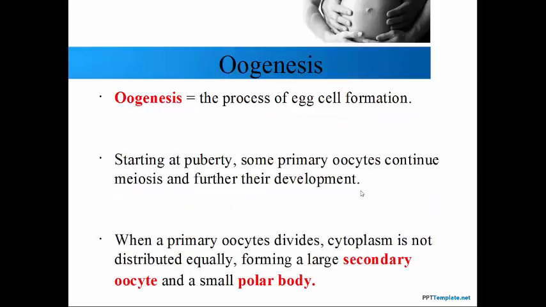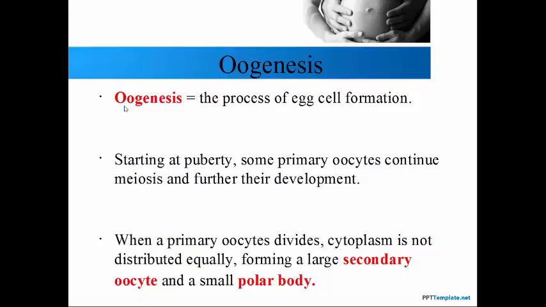All right, speaking of egg cells, we'll talk about that process, oogenesis. It's like with the male, genesis always means the formation or the beginning of, and oo is reference to eggs, so literally broken down the formation of or the beginning of egg cells. Now, starting at puberty, some primary oocytes will continue the process of meiosis and will further on their development.